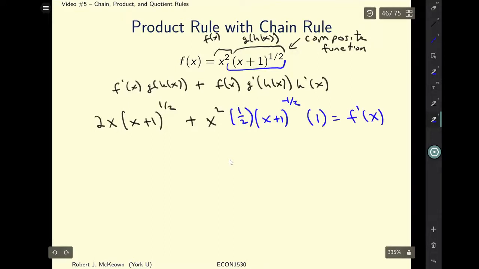And I've got f prime of x. And I'm not going to try to simplify it. I don't think there's very much I could do to simplify this to make it look more palatable. So I'm just going to leave it the way it is.